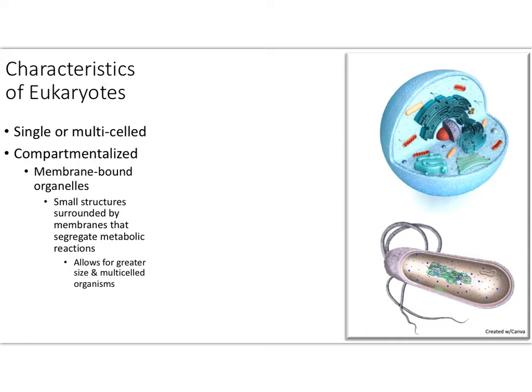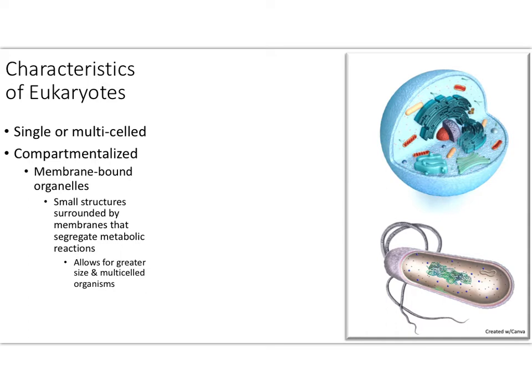Now, one thing to keep in mind is that eukaryotic organisms can be single or multi-celled. Remember that prokaryotic organisms are always single-celled, but a eukaryotic organism can be made up of just one eukaryotic cell, or it can be made up of multiple eukaryotic cells that combine together and work together to help that organism survive.